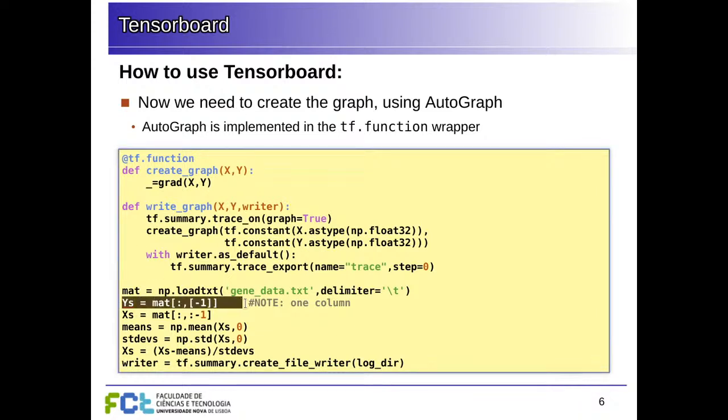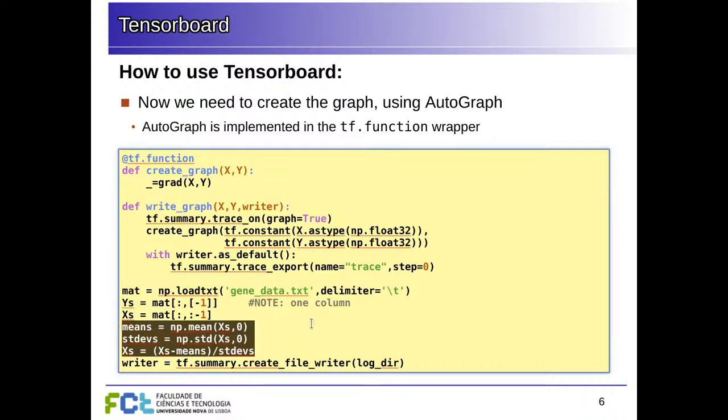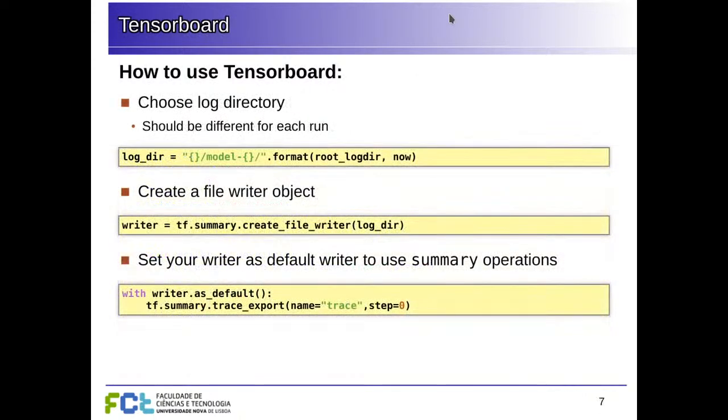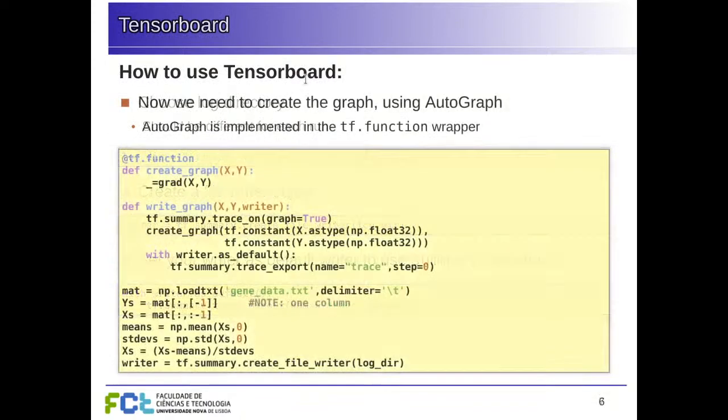So we take the labels. These are at the last column of our data. This is the same gene data that we saw last week. We take the features. They are the first two columns. We standardize the data and we create the file writer so that we can write the graph. And now if we write the graph, we can see it in the log.